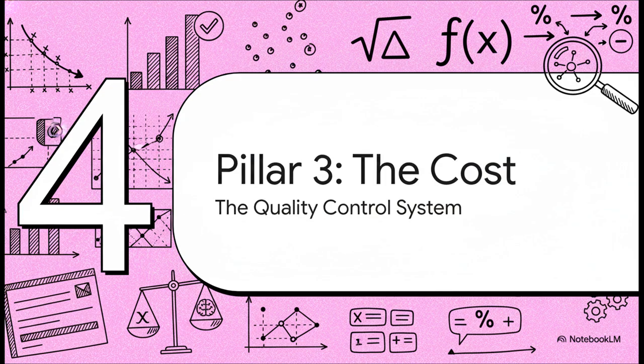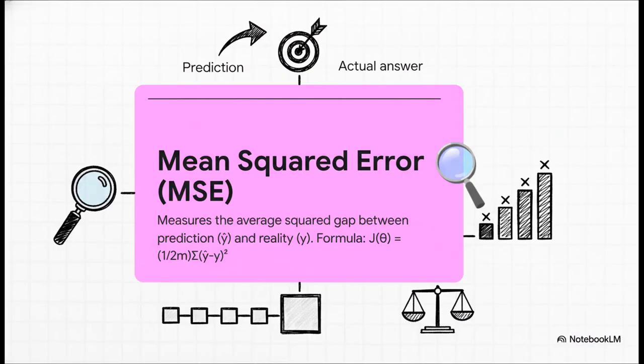We need a way to score our model's performance, a function that tells us precisely how wrong its predictions are. Let's meet the mean squared error, or MSE. This is our cost function. Now, don't let the formula scare you. Let's just walk through it piece by piece.